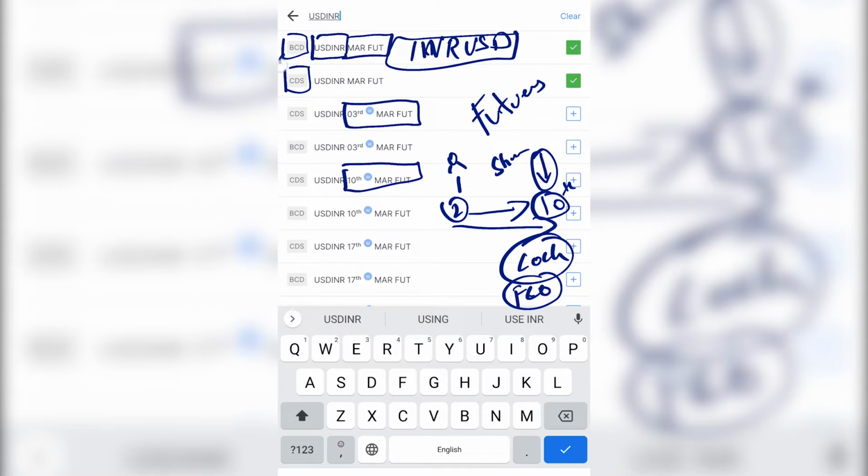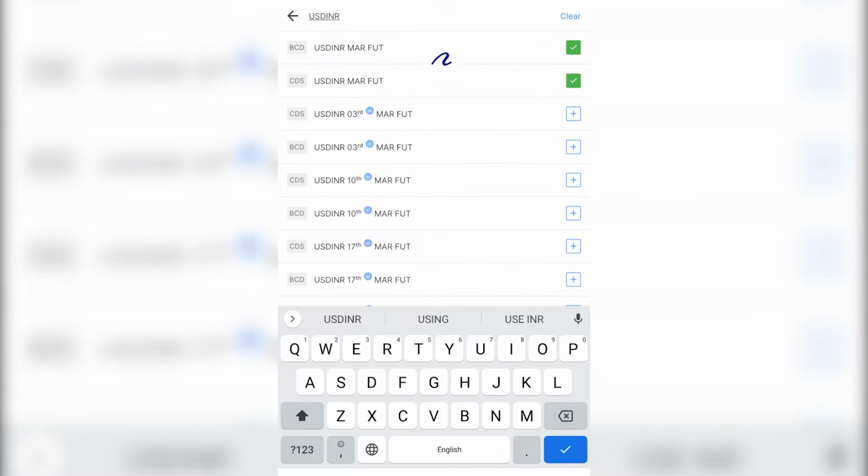When we talk about what is this BCD and CDS, it basically just means that BCD refers to contracts on the Bombay Stock Exchange. CDS refers to contracts on the National Stock Exchange. So we have National Stock Exchange and Bombay Stock Exchange where we do our equity trading. Similarly for currency, you can choose either. You would generally not find much problem with liquidity or price in both the locations. Now, what does USD INR mean? Let's come back to that.